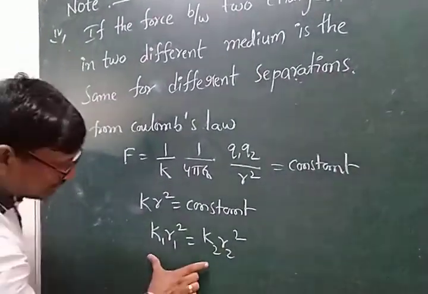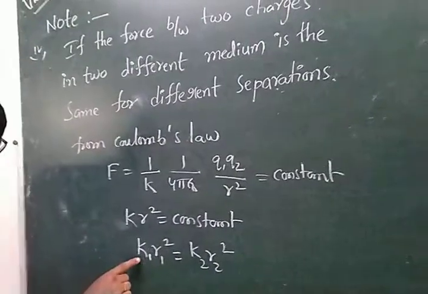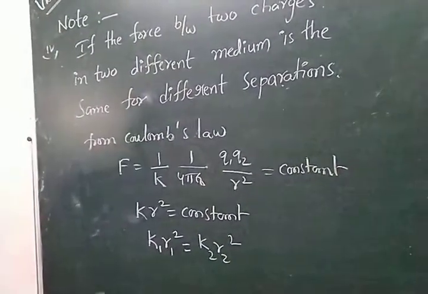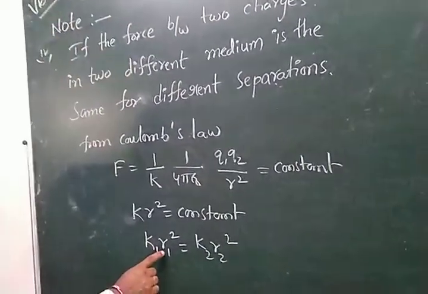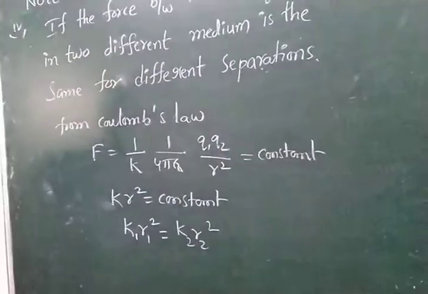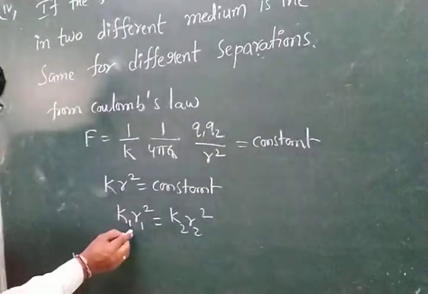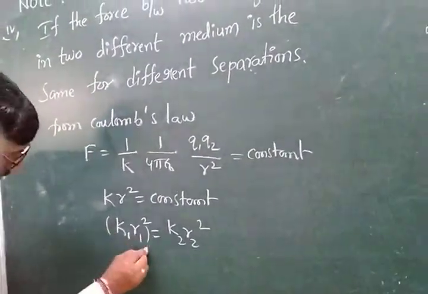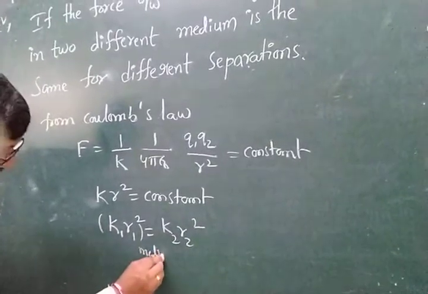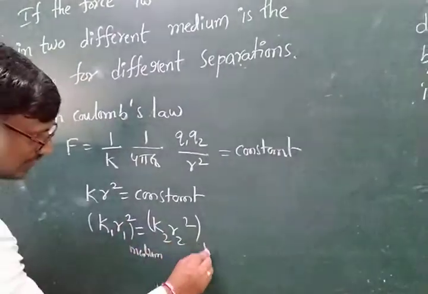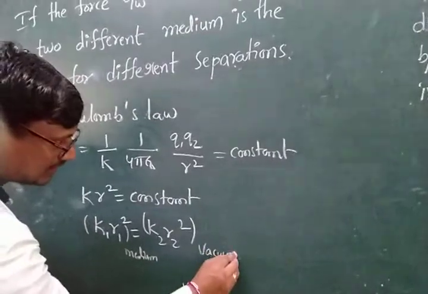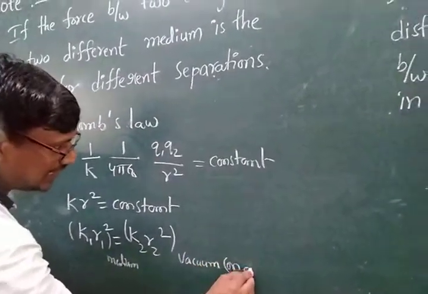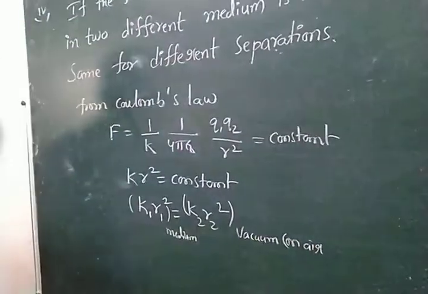Now this is the principle. What is the dielectric constant K1? This is the medium. The other is called a vacuum, or also called air.